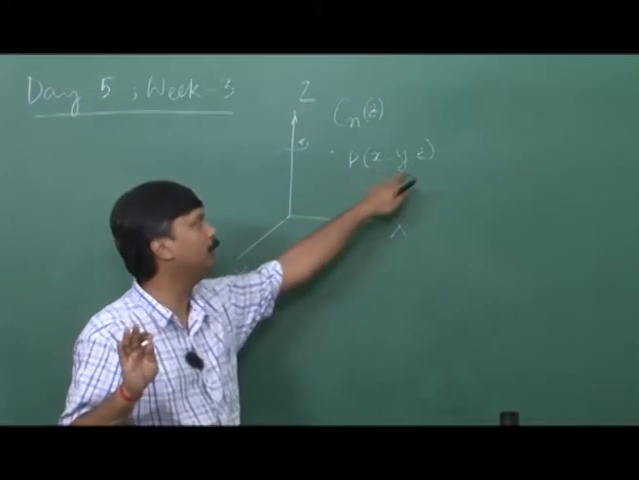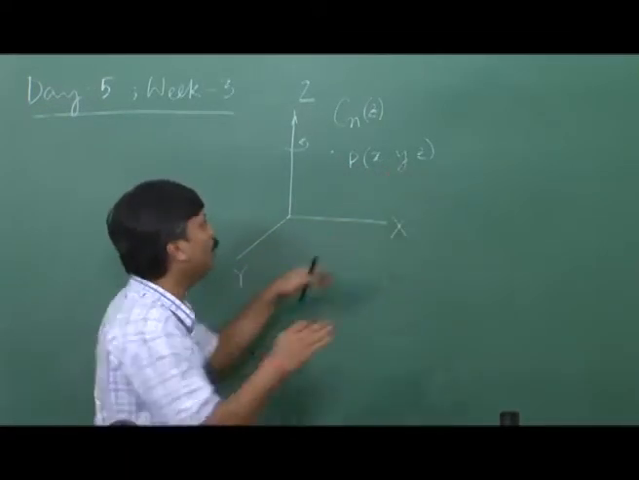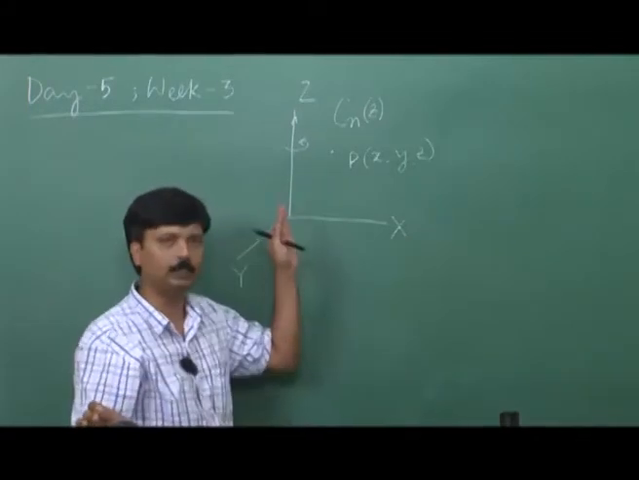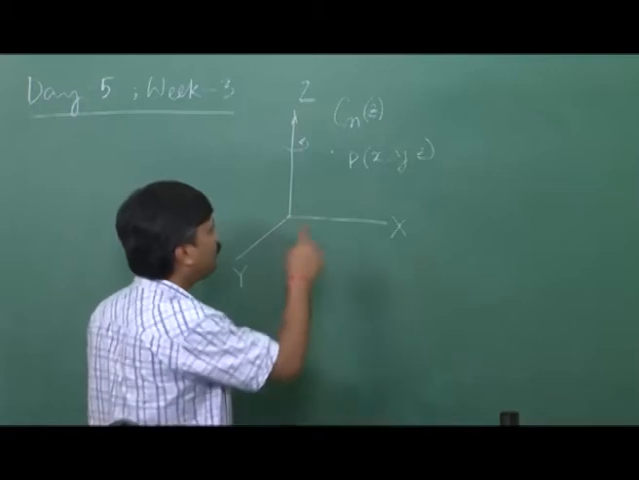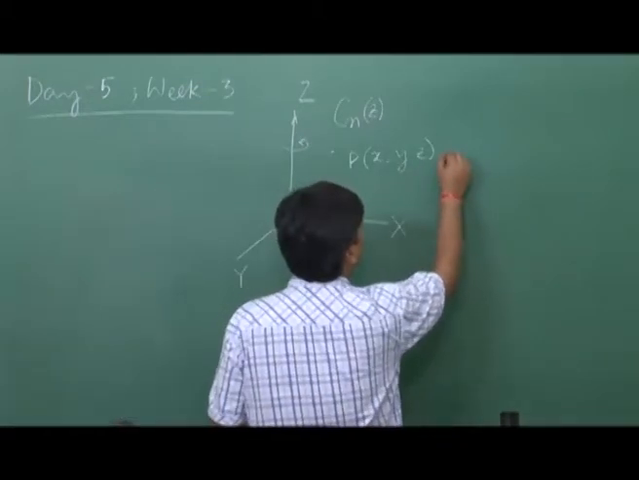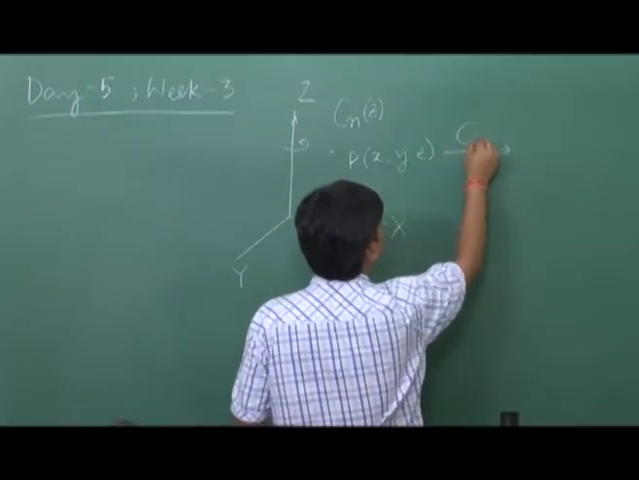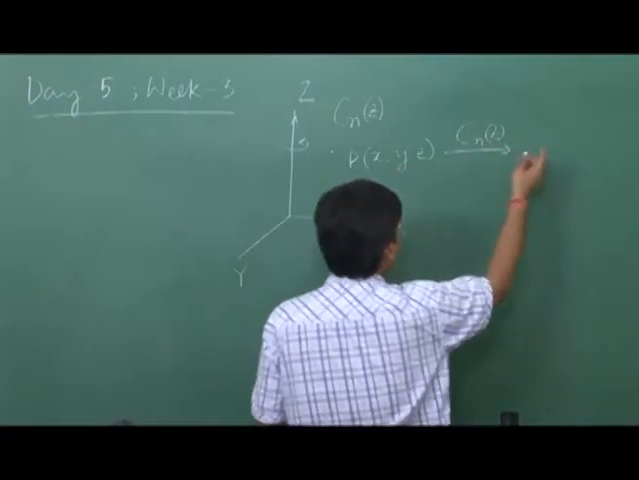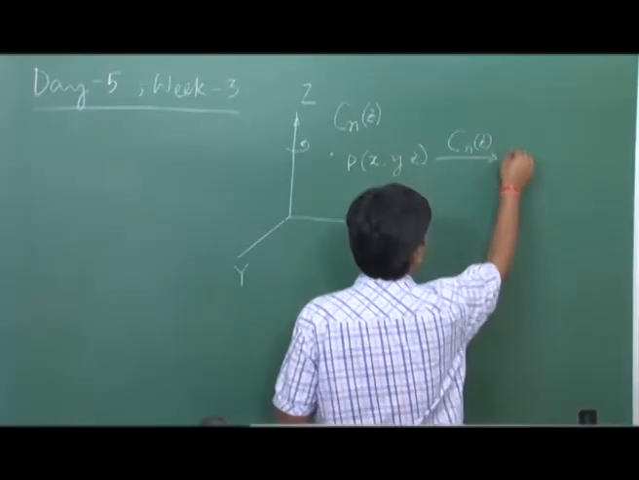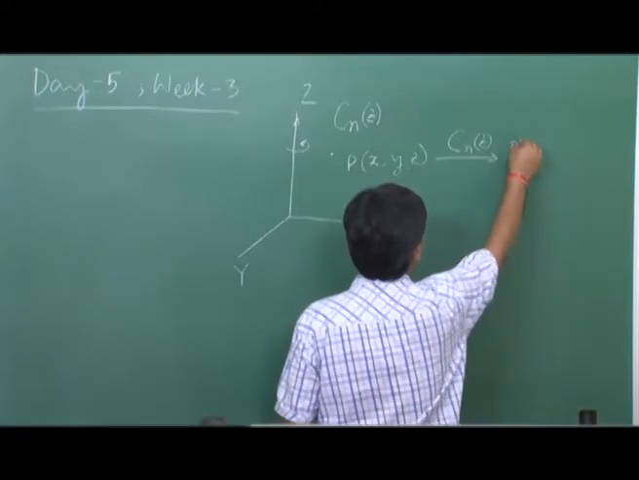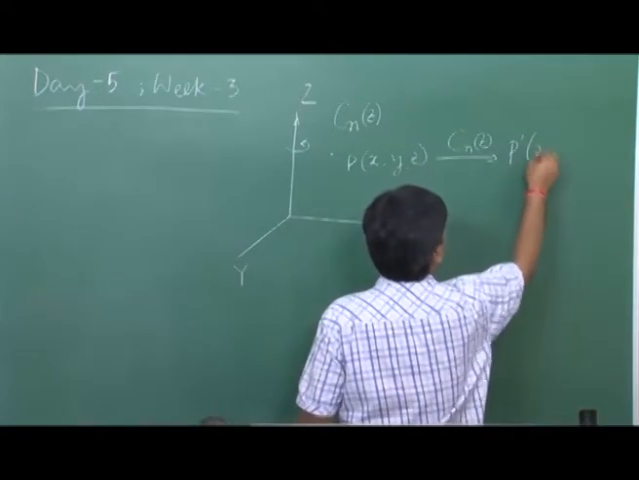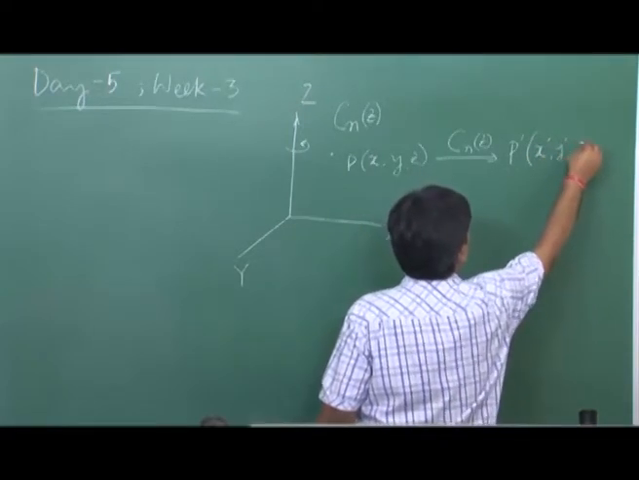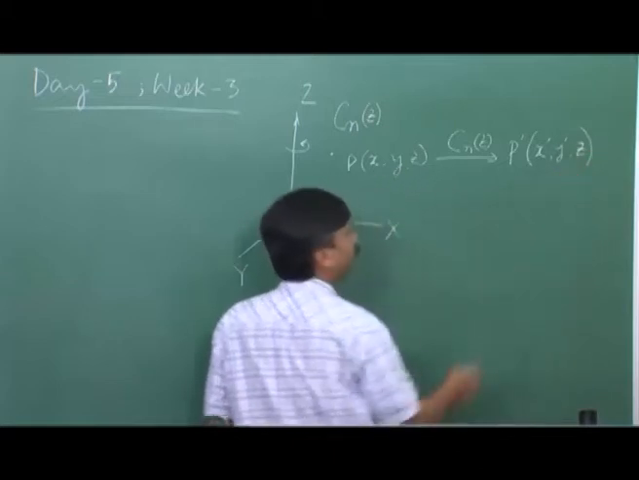The value of z will remain the same, and it will be on the positive side of this z axis all the time, right? So after I have operated Cnz on this particular point, it will be something like point, say P prime, where x becomes x prime, y becomes y prime, but z will remain z.